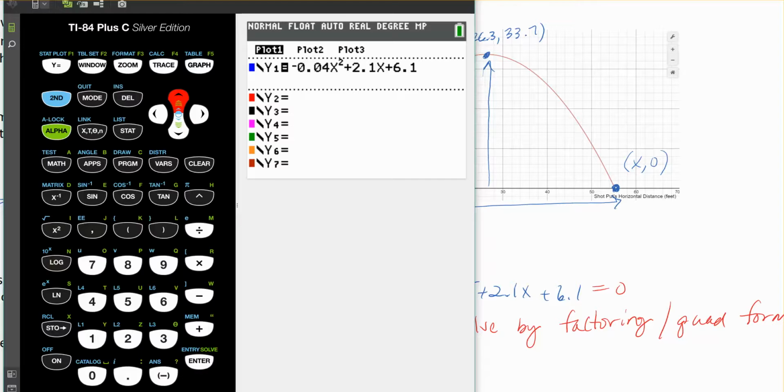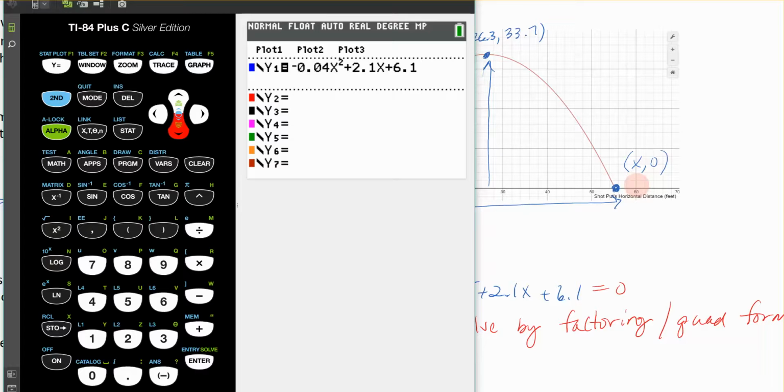I do that by hitting enter, and then when I arrow back down, it should be off. There. Now my plot is turned off because it's not highlighted anymore, and I could look at the graph represented by that function we were given.